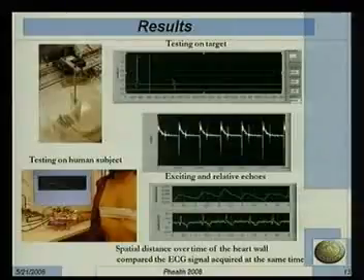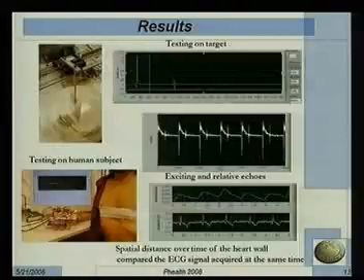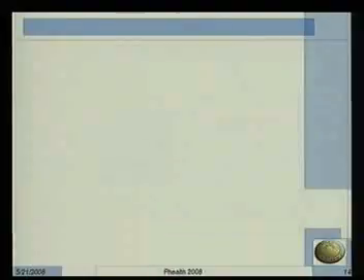between two relative minima or relative maxima of this curve corresponds to the complete cardiac cycle of the ECG signals. And these are satisfactory results, and it's promising for future development.